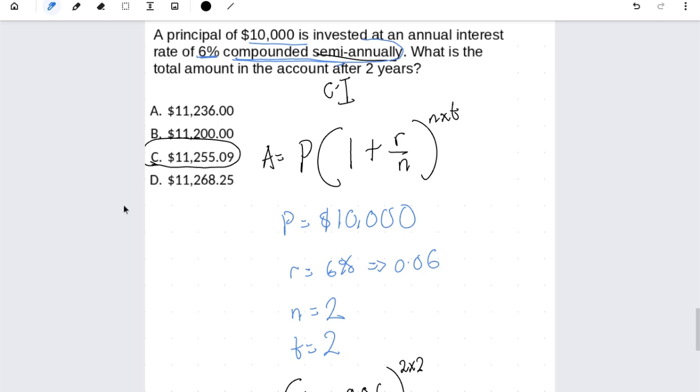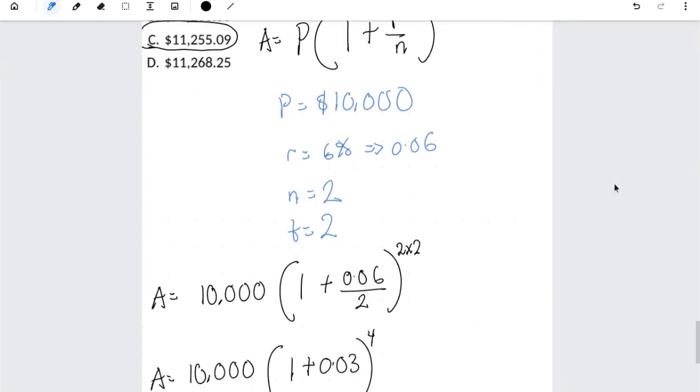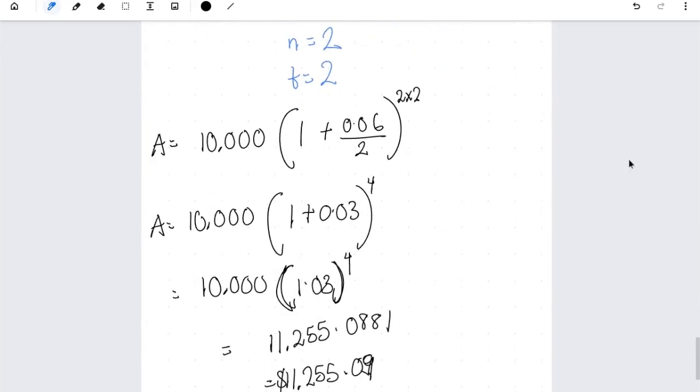So always remember to change your rate to decimal. So 6% becomes 0.06. And also take note of how many times it's compounded: semi-annually, annually, quarterly, monthly. Those words will be important. All right, so I think that's it. Our answer has been found. Yay.